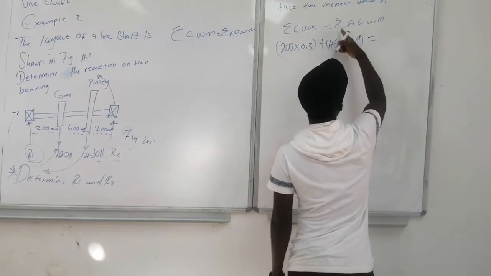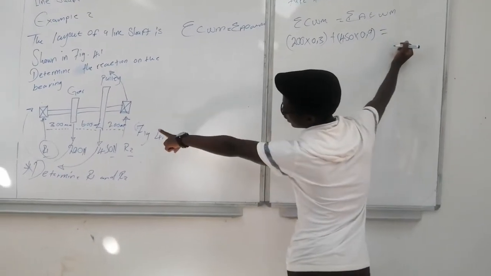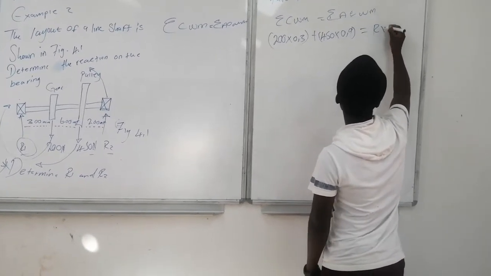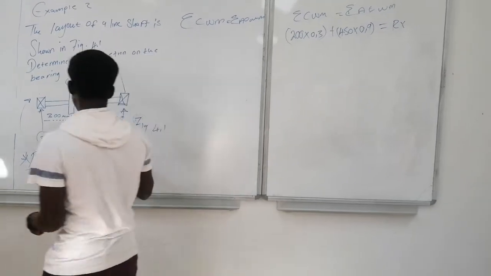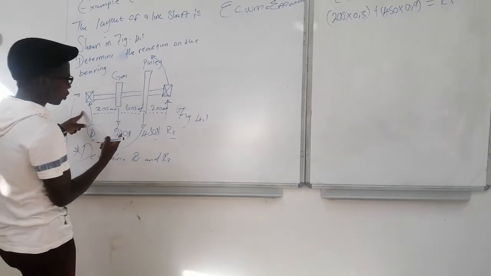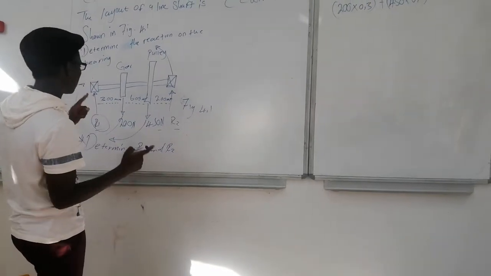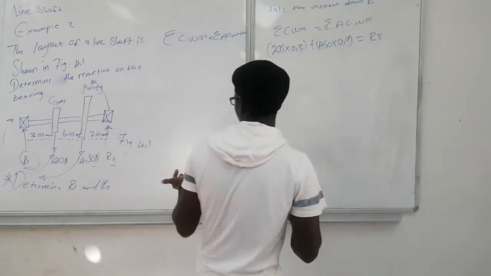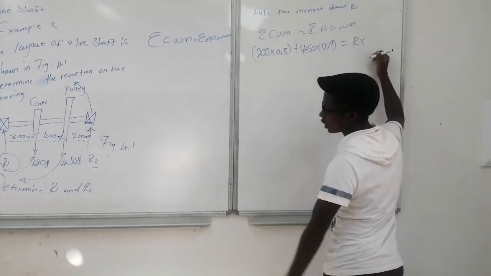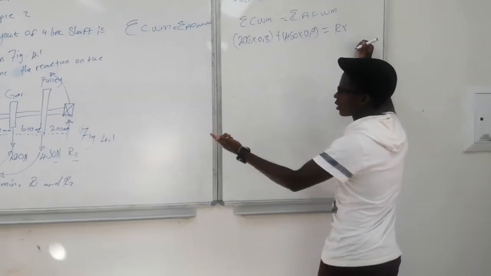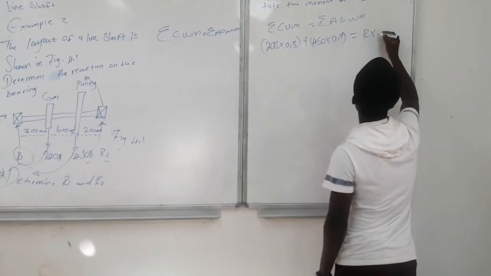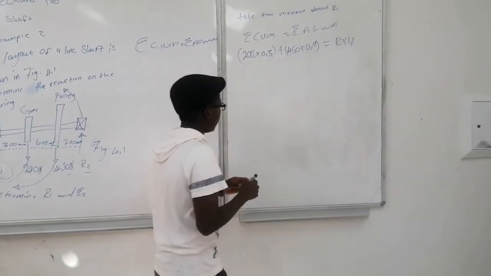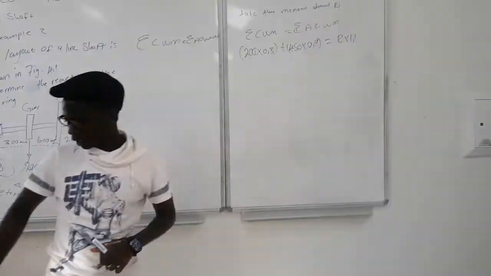And then we are coming to anti-clockwise. We say equal to: anti-clockwise is R2. R2 is our force, which is unknown, multiplied by the distance from here to here, which is 1100 millimeters. We convert it to meters, and we say 1.1. Therefore, now we do the calculations.